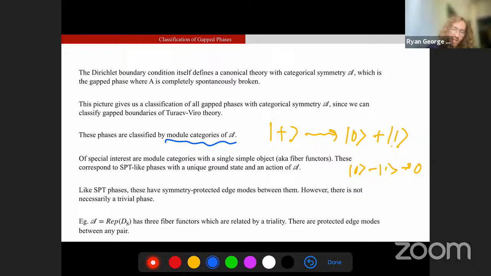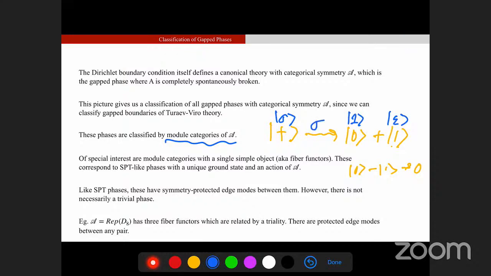This threefold degenerate state for the Kramers-Wannier symmetry is given by this Ising category acting on itself as a module. So it has three simple objects. Those are the three ground states. And the action is by the fusion rules. So you can label these states, rather than writing plus, I can call this state sigma, this state 1, and this state epsilon. And it acts by the fusion rules. So here, this is fusion with sigma. Right, so sigma squared is 1 plus epsilon.